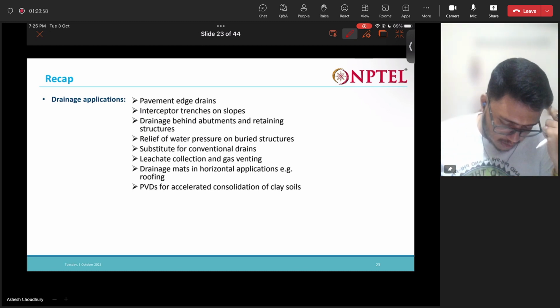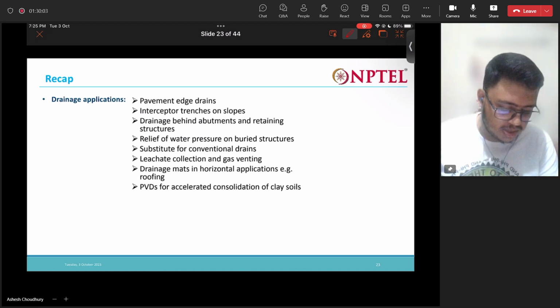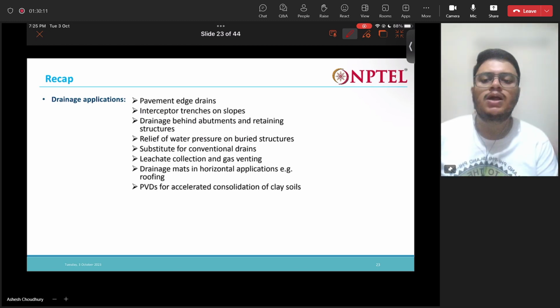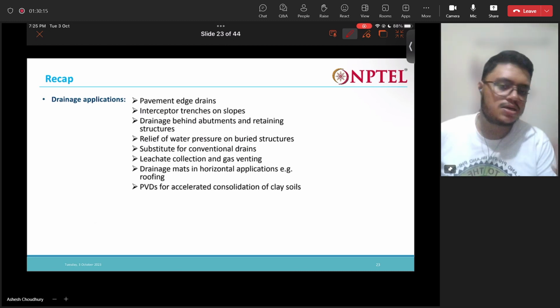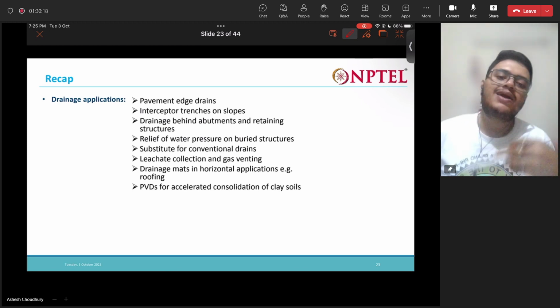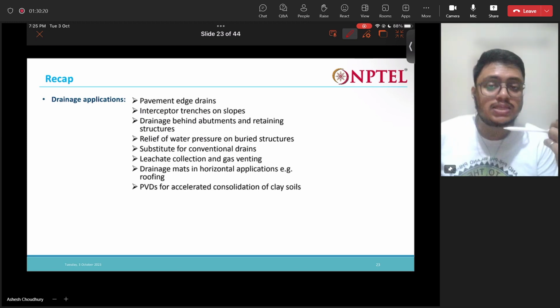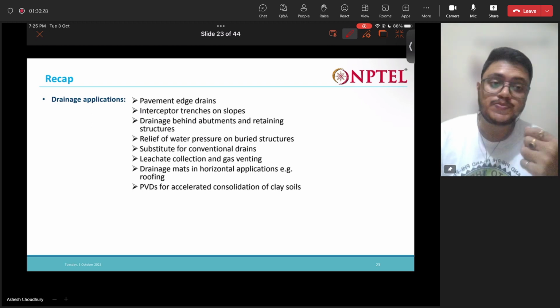Then we have relief of water pressure behind structures, substitute for conventional drains, leachate collection and gas venting, drainage mats in horizontal applications, and PVDs for accelerated consolidation of clays. This we already studied. So there are many such uses where geotextiles or geosynthetics are used as drainage. So apart from geotextile, what is one more important geosynthetic that is actually used for drainage application? Can you name that?